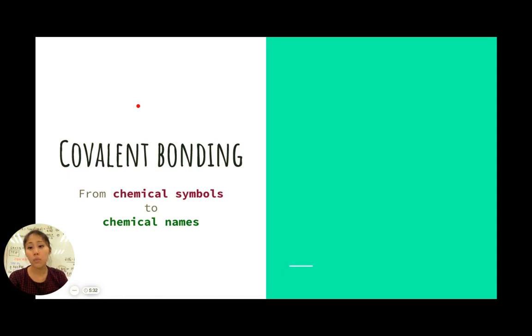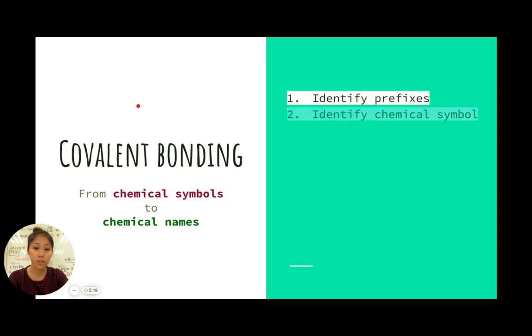Now, how do we go from chemical symbols to chemical names? We just looked at converting it from a name into a formula. If we're given a formula, how do we then change it back to a name? This is a little bit more complicated. We first identify the prefixes. We then identify the chemical symbol.